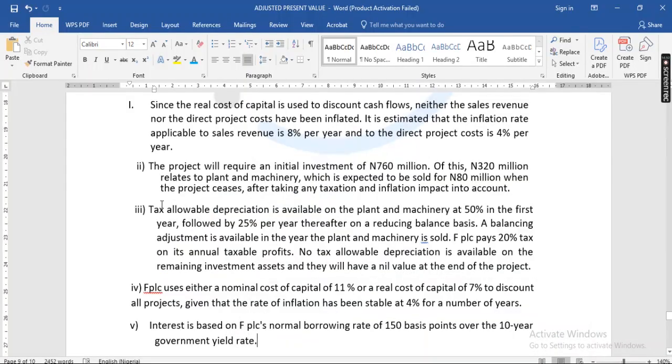Okay. That's fine. Now, tax allowable, don't forget this, please. The investment is 760. Out of 760, there is plant and machinery of 320 inclusive. This plant and machinery will be sold at 80 after taking consideration of tax and inflation. Please take note of that.